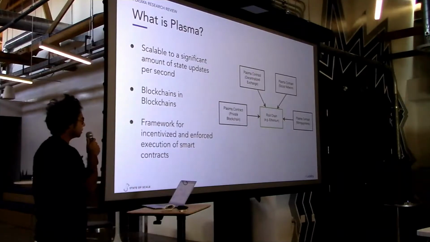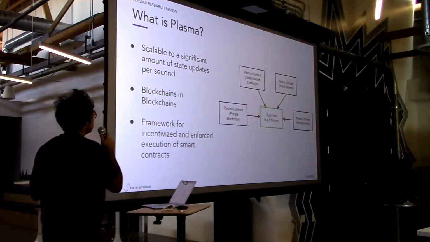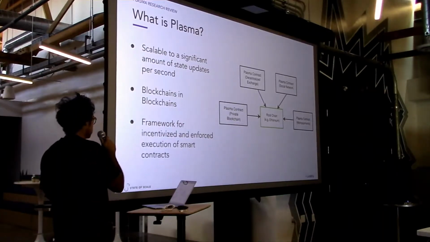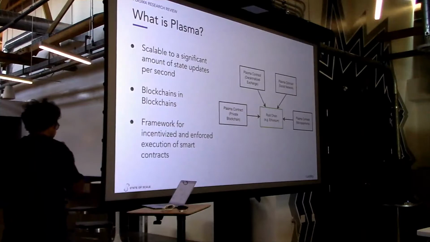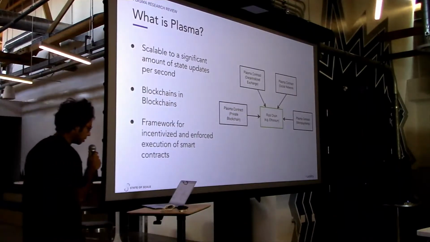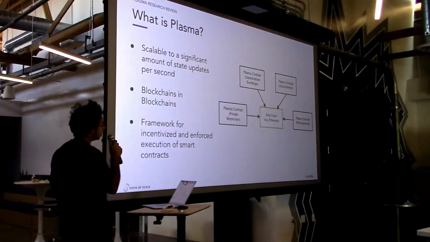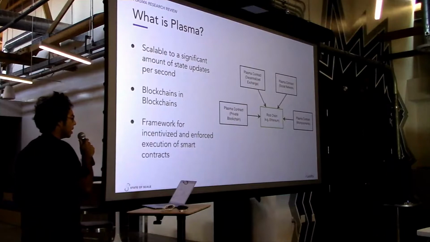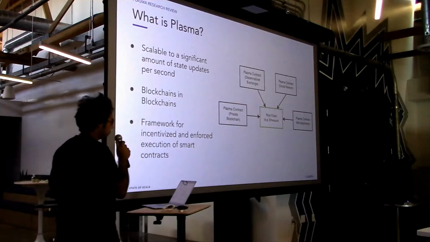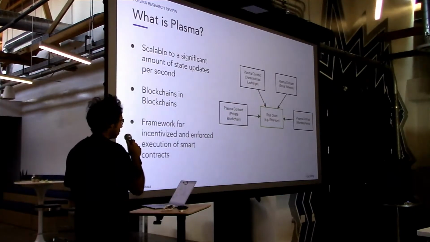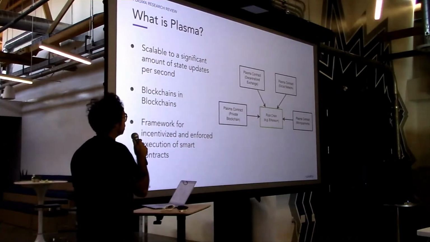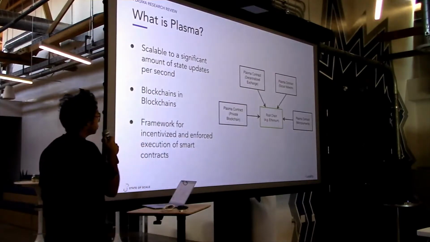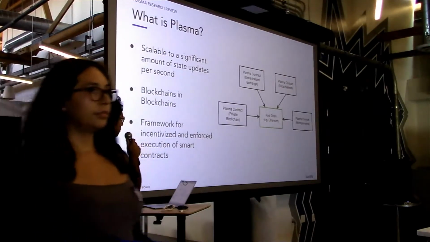So what is Plasma? It's basically a framework that allows you to scale to a significant amount of state updates per second. You can think about it as blockchains within blockchains. It's a framework for incentivized smart contracts, and your root chain can be any root chain. Ideally it has Turing-complete smart contracts, which makes it much easier. It could be Ethereum, it could be Aeternity, it could be anything; if it's core Solidity, it's even easier. And then your sidechains could be anything.